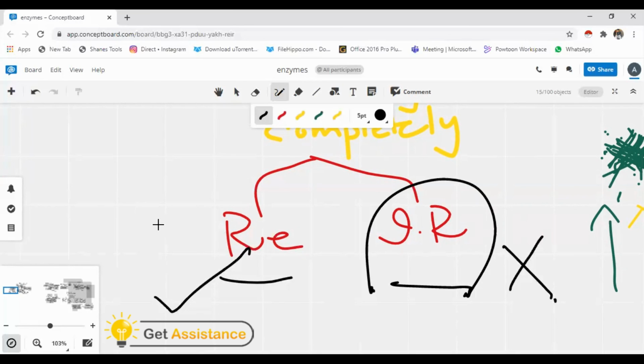What does it mean? So basically the most important use is that enzymes are used to cleanse your body. It helps you to maintain yourself to be a good and healthy person.